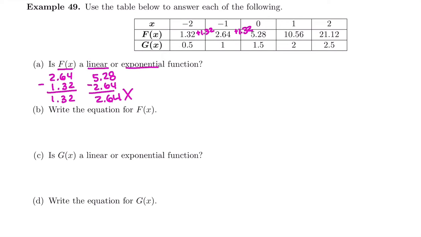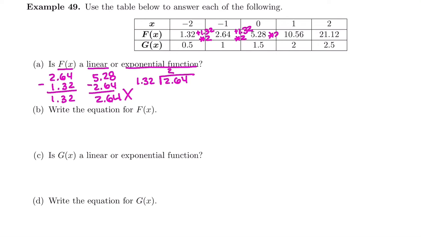So let's see if it's exponential by seeing if they have the same ratio. I'm going to do 2.64 and divide that by 1.32. I'll do that in my calculator and I get 2. So I want to see this option. If I multiply by 2, I get from 1.32 to 2.64. What if we multiply by 2 again? Does that get us to 5.28? So 2.64 times 2 is 5.28.